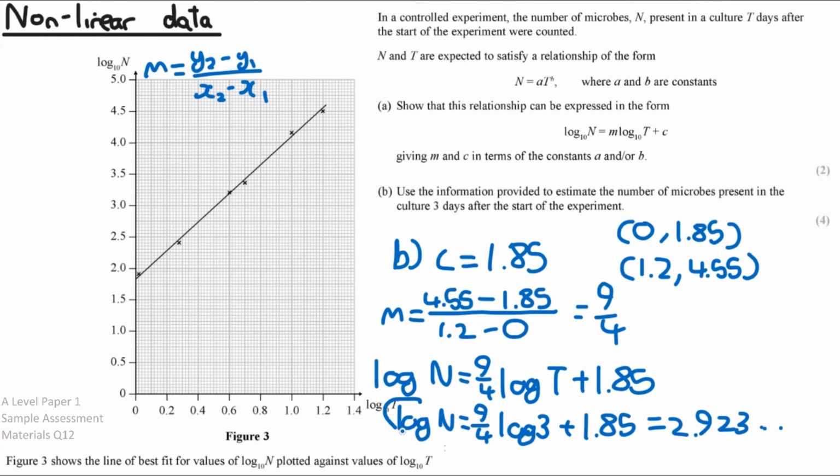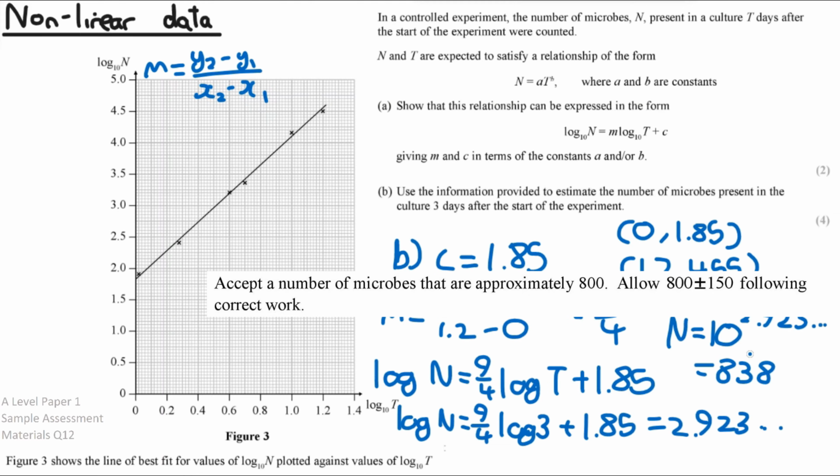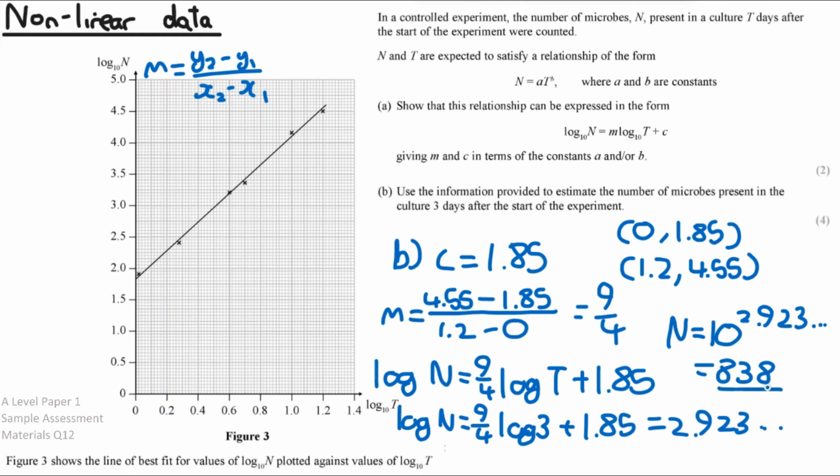But we don't want to find log n, we need to find the number of microbes, so we actually need to find n. So log n is equal to 2.923, therefore n is equal to 10 to the power of 2.923 and then a bunch of numbers. And if you put this into your calculator, I get the value of 838. Again, they give a wide answer range. I think they give it between 800 plus or minus 150, so this lies within it. They give a massive answer range, but this is one of the answers that you can give, and here's the final answer.